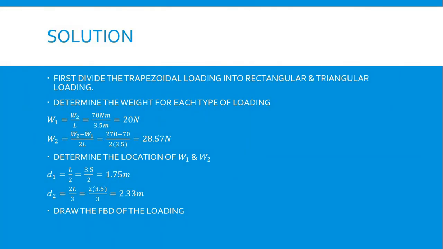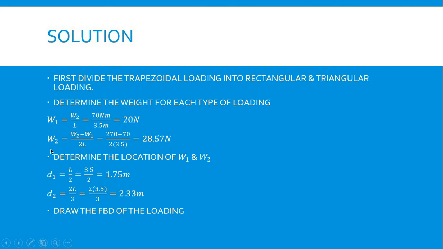So the solution to get the magnitude and position of the resultant load is, first, divide the trapezoidal loading into rectangular and triangular loading. Next is determine the weight for each type of loading. By using this equation, weight 1 equals weight 2 divided by the length. By substituting the given to the formula, we will have 70 Newton per meter all over 3.5 meter. That will give us 20 Newton.